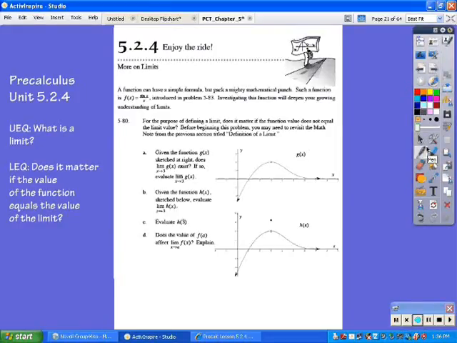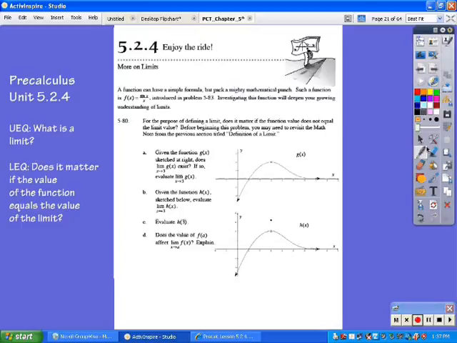And during the course of this lesson, we're also going to more clearly define what continuity is for a graph of a continuous function. Part A, given the function g of x sketched at the right, does the limit as x approaches 3 of g of x exist? If so, evaluate that limit.